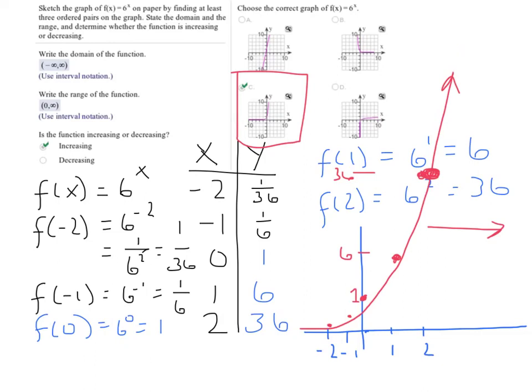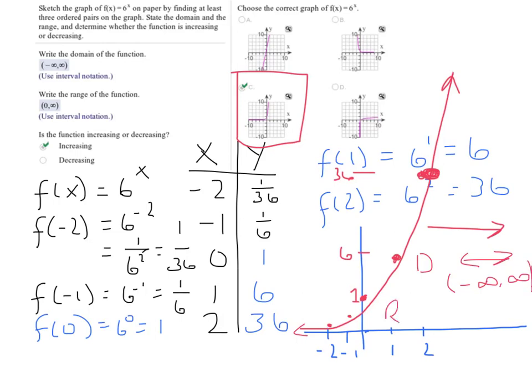Now let's go ahead and talk about the domain and the range. So for my domain, these are horizontal values. And you can see that these go on indefinitely in either direction. There's no restriction on what I can plug in here. So my domain would be negative to positive infinity. And that's a parentheses there.